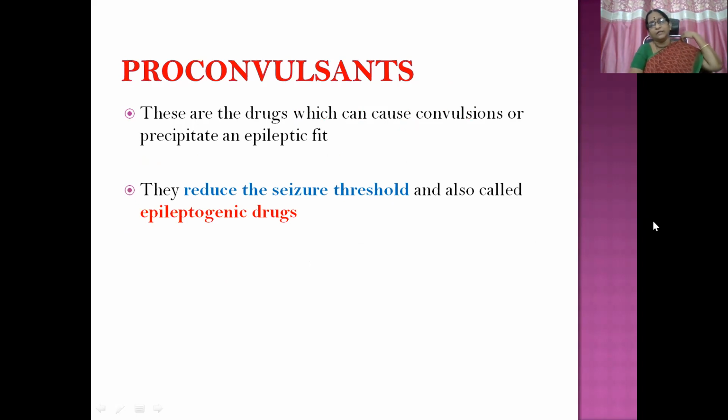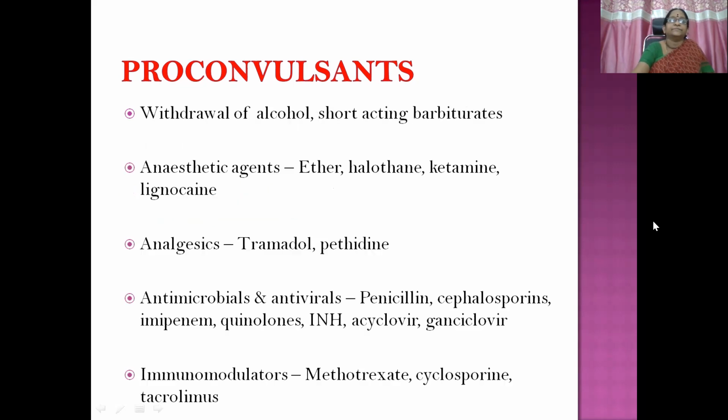All these sorts of epilepsies are because of some pathology in the brain and pathology in the neurotransmitter release. Whereas proconvulsants means there are some drugs which induce epilepsy or seizures in the patients. So they are known as proconvulsants or epileptogenic drugs. The main mechanism of action of these drugs is by reducing the seizure threshold. So they act as epileptogenic drugs. Examples are withdrawal of alcohol, short-acting barbiturates. Yes, so many A's. Alcohol, not administration, but withdrawal.